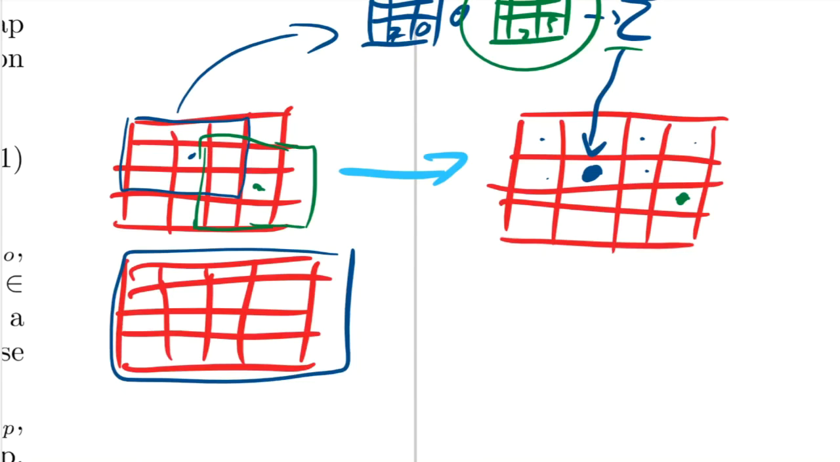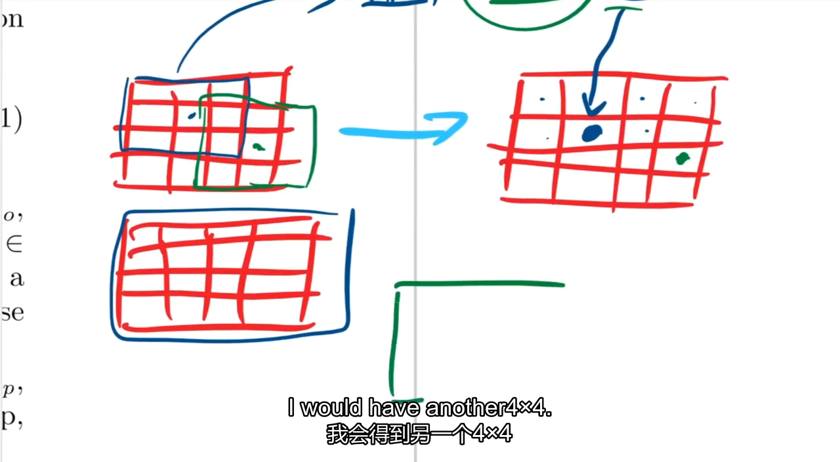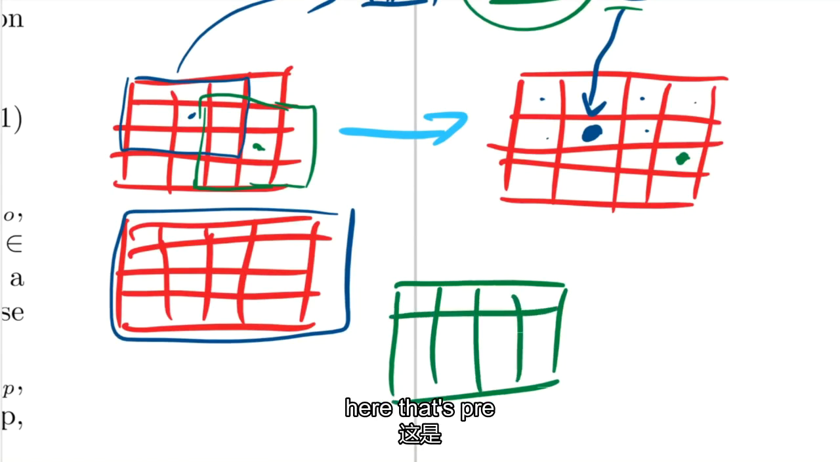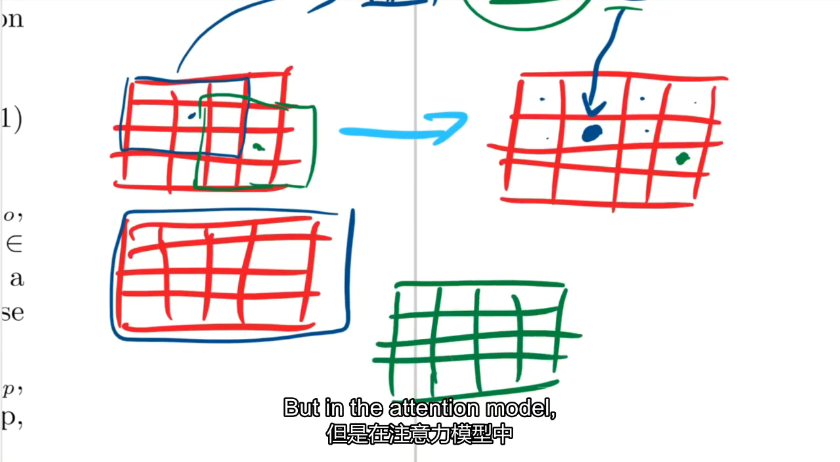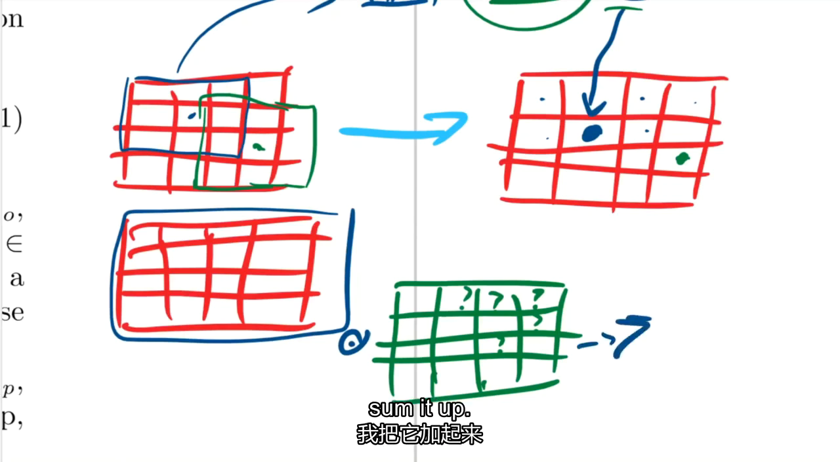Now, in a convolution, I would have another 4x4 grid here that's pre-specified. But in the attention model, this here is basically all filled with question marks. Question mark, question mark. What number goes here? In the end, I also multiply, sum it up, and put it right here. But how do these numbers come to be?